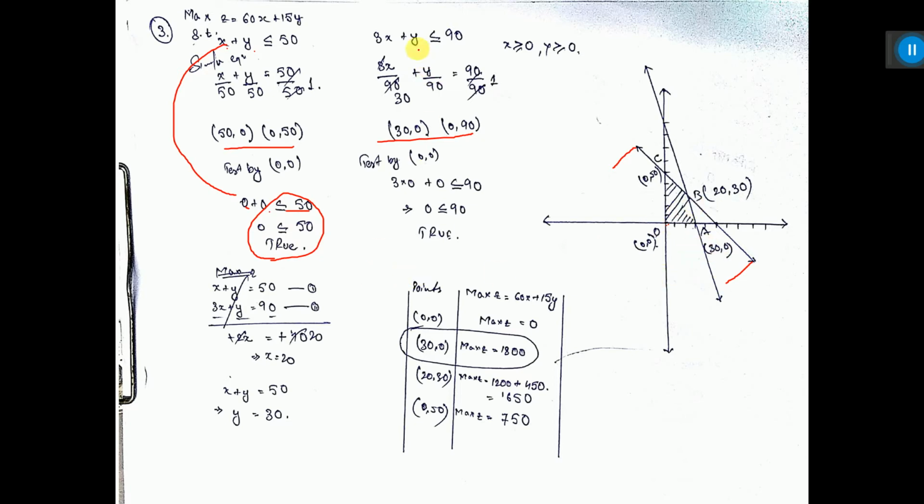Then the next one, you see, put 30, comma 0 and 0, comma 90. So 10, 20, 30. 0, comma 90: 10, 20, 30, 40, 50, 60, 70, 80, 90. Join this. Now the testing part. If you put 0, 3 into 0 plus 0 is equal to 90. That means 3 into 0 plus 0 less than or equal to 90. That means 0 less than or equal to 90, it is also true. So our solution will be this direction. Now the common direction, if you see these two together, then the common region will be this.